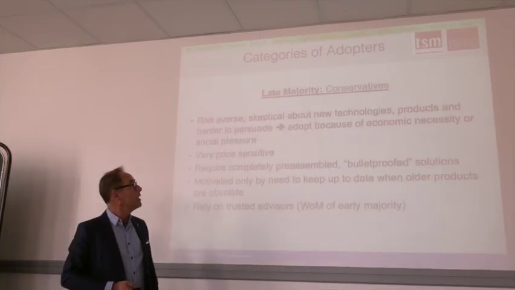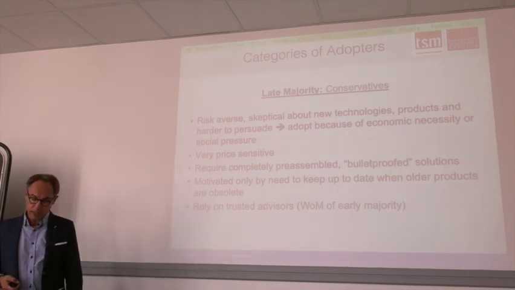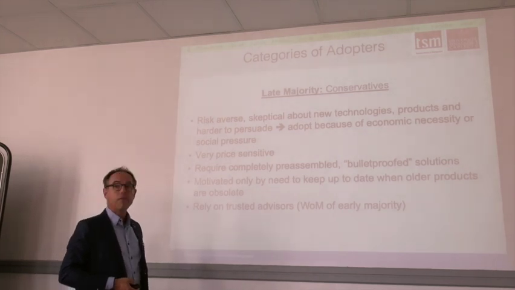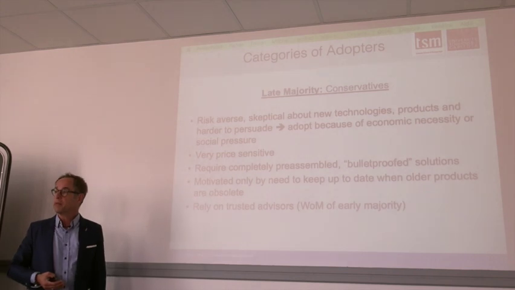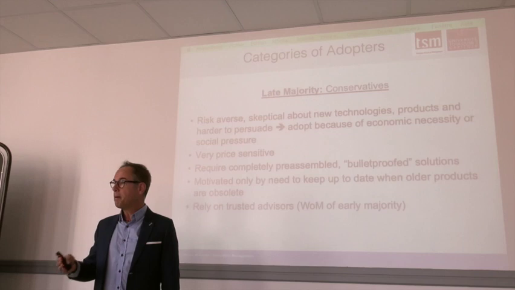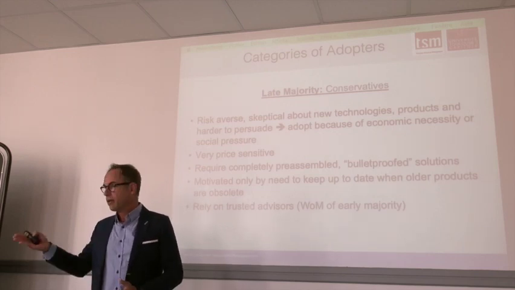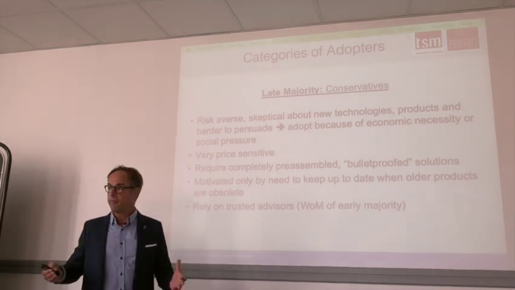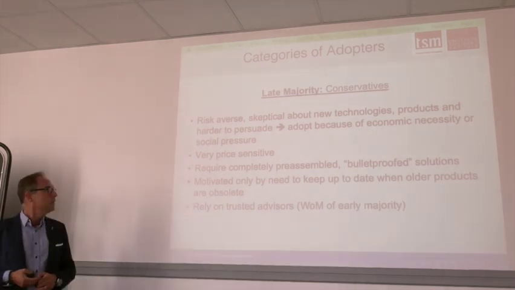And you have the late majority. They are absolutely risk averse. They are skeptical about new technologies and products, and harder to persuade. They only adopt because of economic necessity or social pressure. So they're not convinced that innovation is good for them. They only buy because of social pressure, because everybody has one, if you take the example of smartphones, everybody has a smartphone. They buy because of the friends, with social pressure or economic pressure.